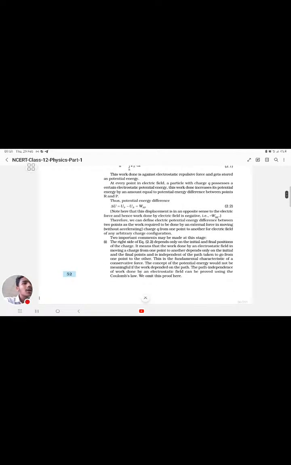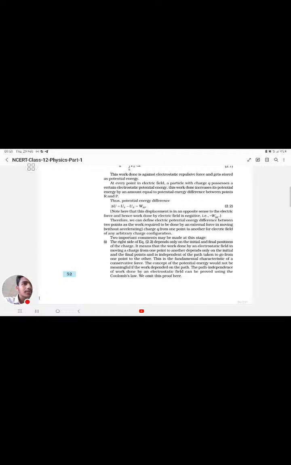This potential energy difference turns out to be equal to the work done in moving the particular point charge from R to P. Hope you are able to understand that. Yes. So basically this work done increases its potential energy. Okay, so the potential energy difference will be equal to whatever the amount of work you are doing. So note here that this displacement is in an opposite sense to the electric force, and hence work done by the electric field is negative. அதாவது at this particular point the displacement is in an opposite sense to the electric force.